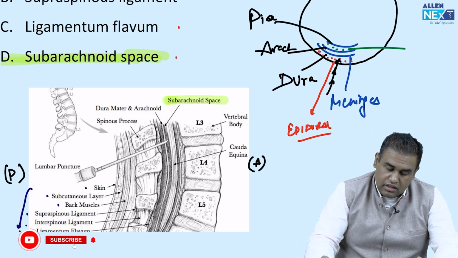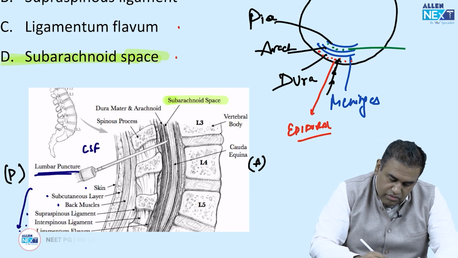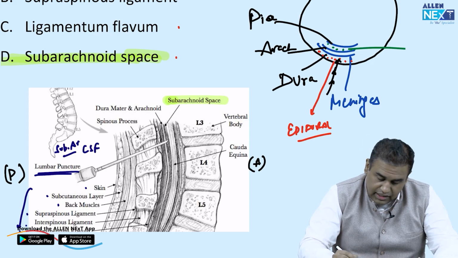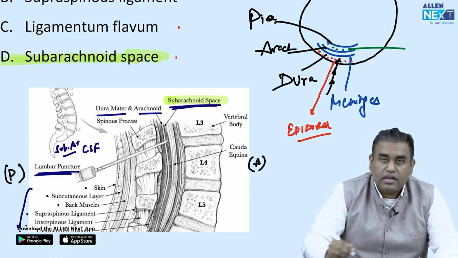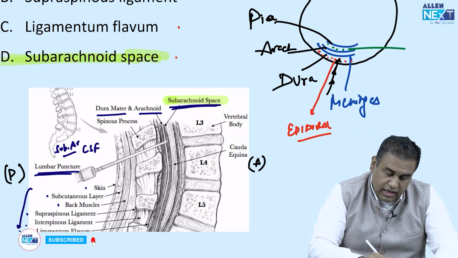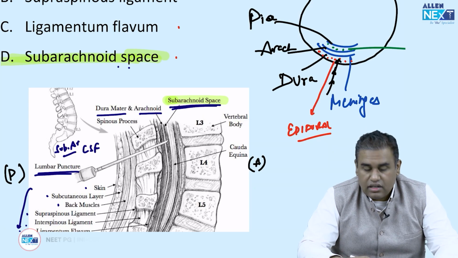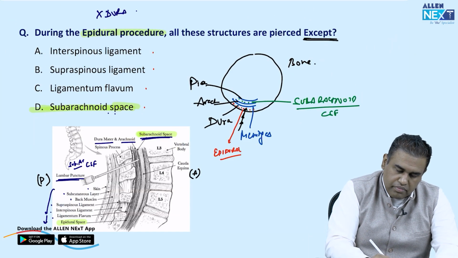Now, if you have to do a lumbar puncture, then you have to enter CSF, so you have to enter the subarachnoid space. In that case, your needle will enter through the dura and arachnoid, then it will enter the subarachnoid space. So if the question comes about the subarachnoid space, then obviously you have to pierce the dura mater. But in this epidural procedure, the dura mater is not pierced.